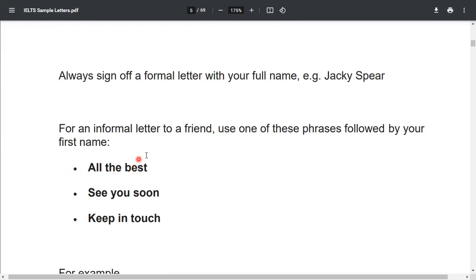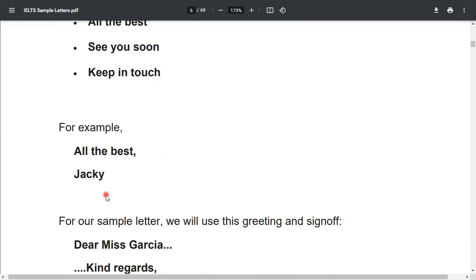For an informal letter to a friend, use one of these phrases followed by your first name. And I've told you this, if you are writing a letter to your friend, you have to start by dear, his first name, and then you end by something informal. For example, all the best, see you soon, keep in touch. It wouldn't make sense to end the letter by yours sincerely or yours faithfully or kind regards. You are writing to a friend, so you don't have to sound formal. For example, all the best, Jackie.